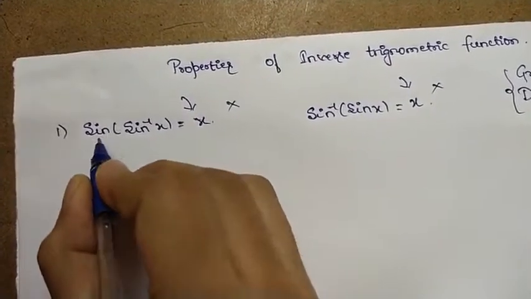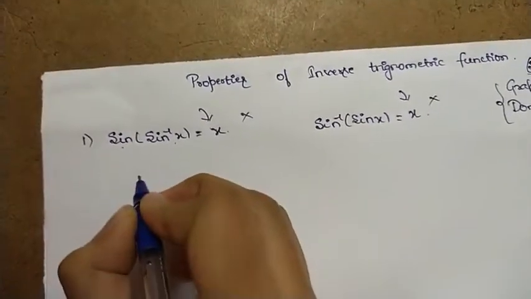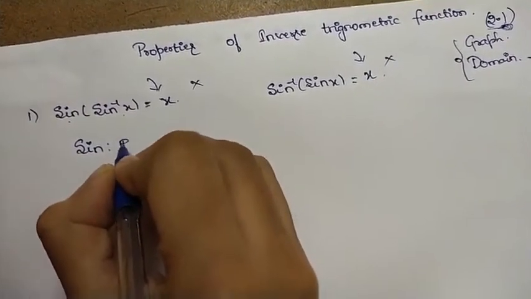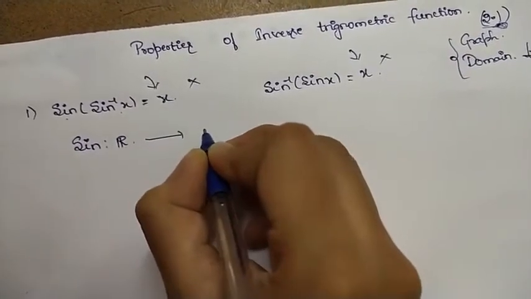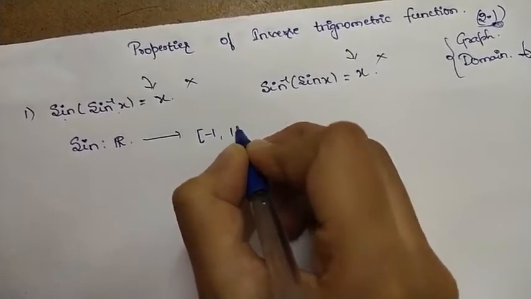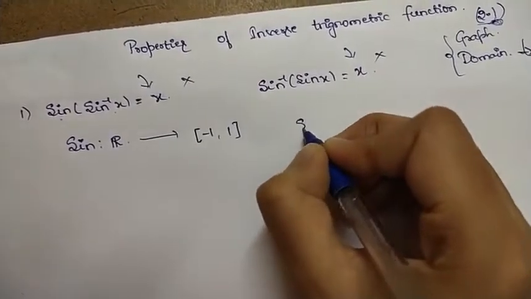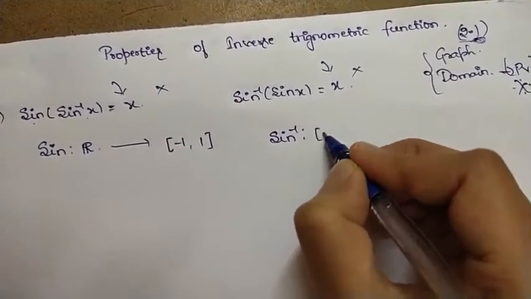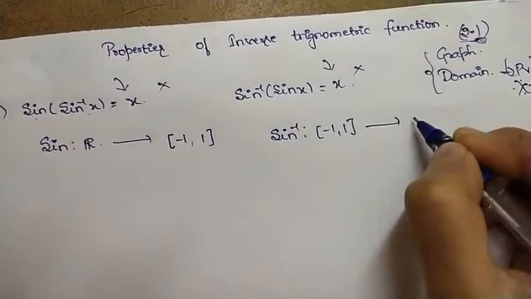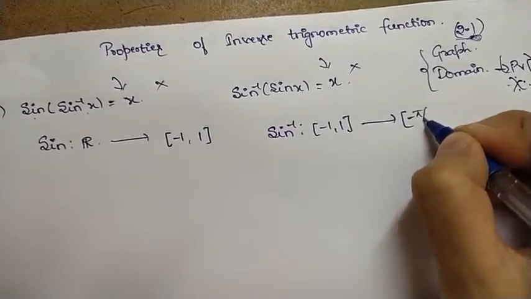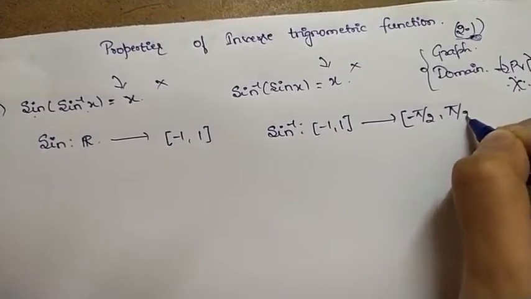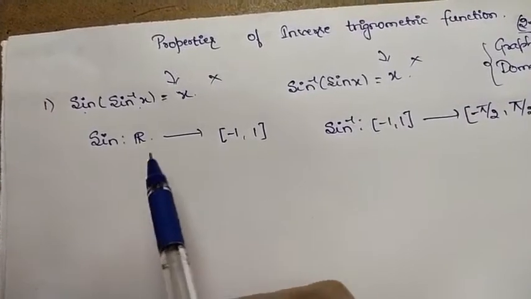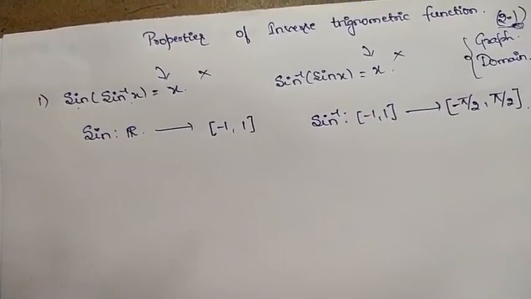So now let us understand what x is in both situations. Clearly here we have sine inverse of x. We know the sine function. What is the domain of the sine function? It is the set of real numbers, and the range goes from -1 to 1. And what about sine inverse of x? For sine inverse, the domain is -1 to 1 and its range is -π/2 to π/2. So now we know the domain and range of both sine and sine inverse functions.